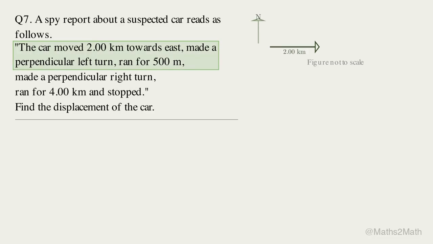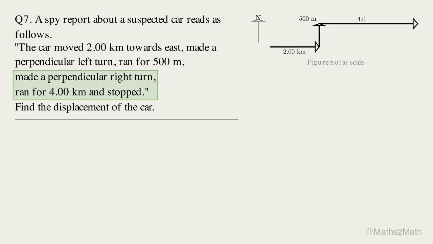Question 7, the spy report. The car moved 2 kilometers towards east, made a perpendicular left turn, and ran for 500 meters, then a perpendicular right turn, ran 4 kilometers and stopped. What does this mean? East, then north, then east again, we need the net displacement.